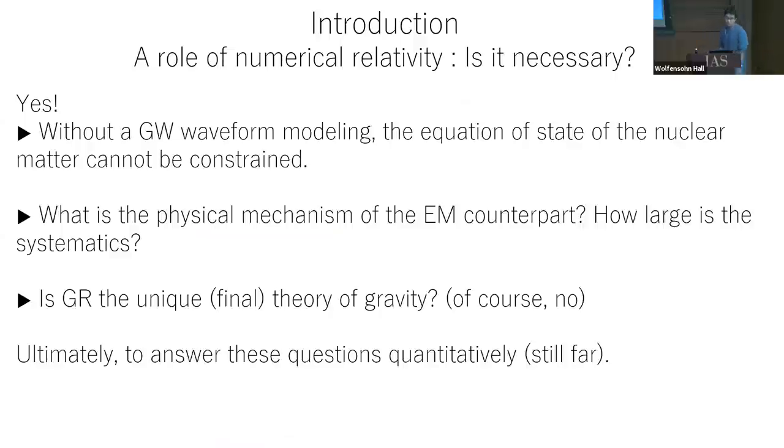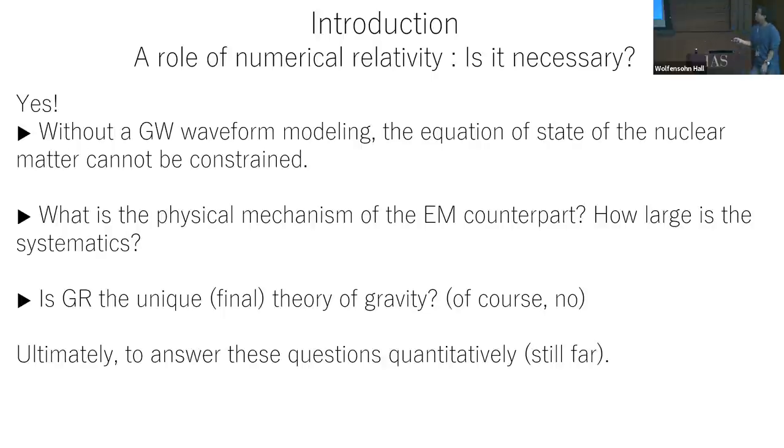So first, I want to ask whether numerical relativity is really necessary or not. The answer is, of course, yes. Because without the gravitational waveform modeling, the equation of state of nuclear matter cannot be constrained. Numerical relativity is a unique tool to explore the late stage of the inspiral dynamics, or just before the merger phase, because this situation is highly dynamical and highly nonlinear. So any perturbative analytic frameworks will break down. Numerical relativity is a unique tool to explore such a phase.